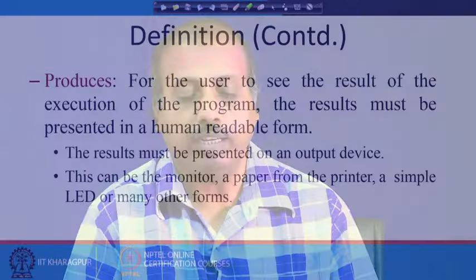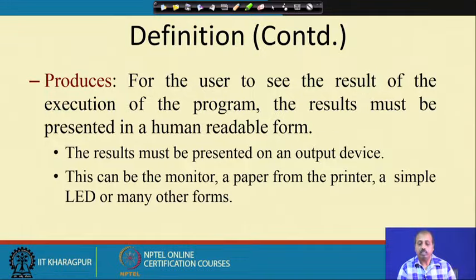So, this way it is progressing. Now, whatever value the program has computed, to be interpreted or understood, we need to show it in some human readable form. So, the result must be presented to some output device, and this can be a monitor, a paper from the printer, a simple LED, or many other forms. But in some output format it should be shown. So, this way it can produce the data.